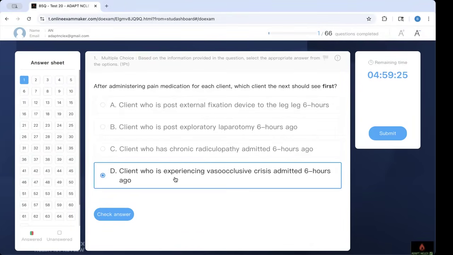But I can tell you, D is the right answer because this patient will have progression of their symptoms. All other patients may be taken care of. The sickle cell patient is the one who is in trouble. Why? Because the disease may progress. If you have back pain, I give you pain medication. Yes, I can see you, but that's not a major problem. If you have a laparotomy, I may see you, but that's not a major problem. If you have an external fixation device, I may see you, but that's not a major problem. I expect vaso-occlusive disease to progress. Therefore, that patient we need to see.